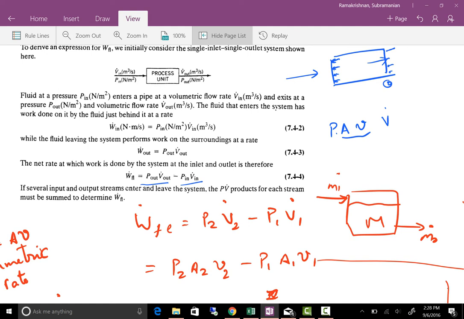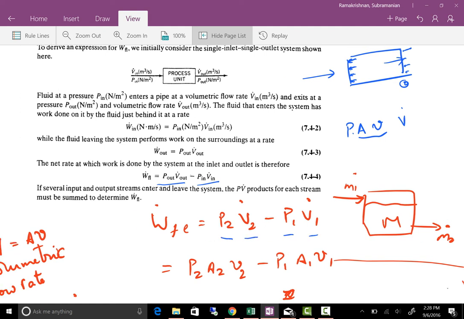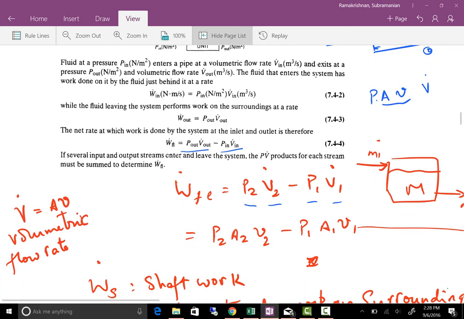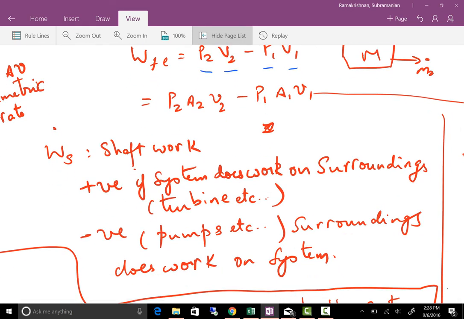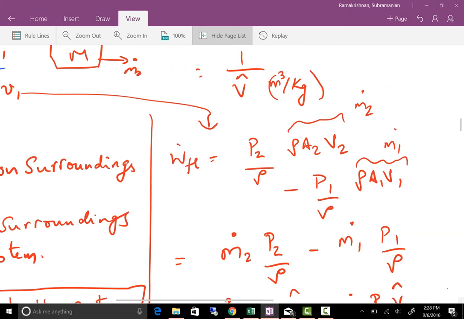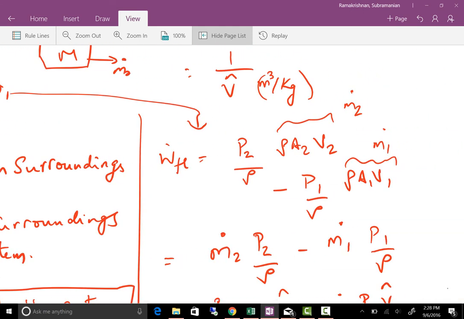So your flow work is nothing but P2 times V2 dot minus P1 times V1 dot, where V dot is your volumetric flow rate, which is nothing but the area times velocity. Again, the sign convention is Ws dot, okay. But before we do that, it's useful to know this mathematical manipulation where your flow work is again P2 times V2 dot minus P1 times V1 dot.